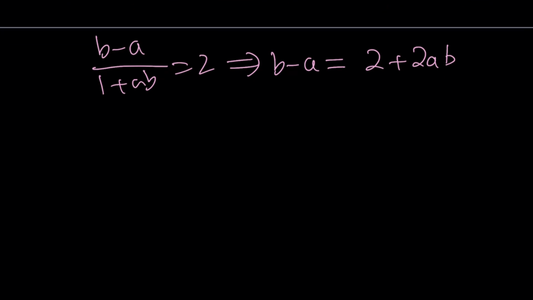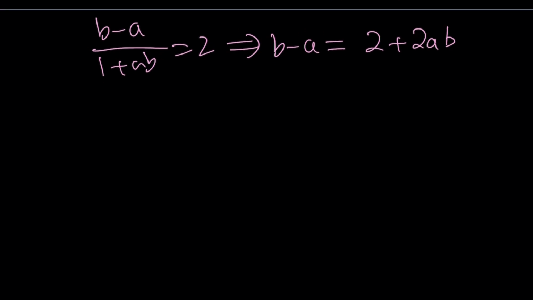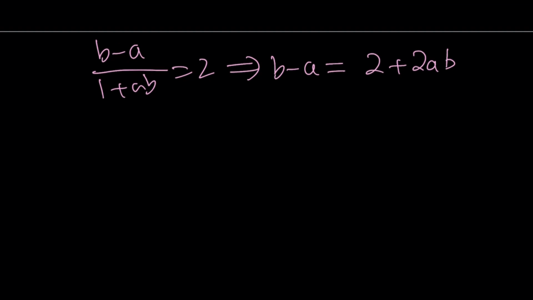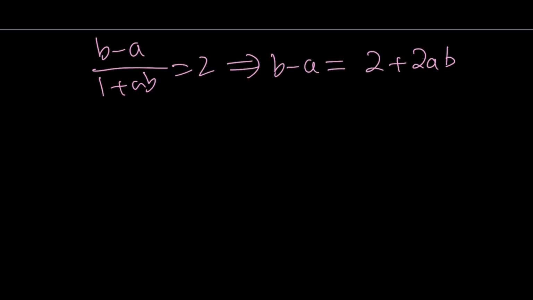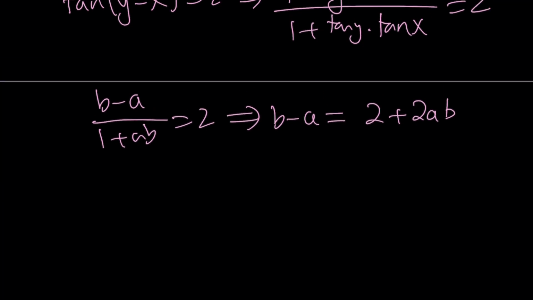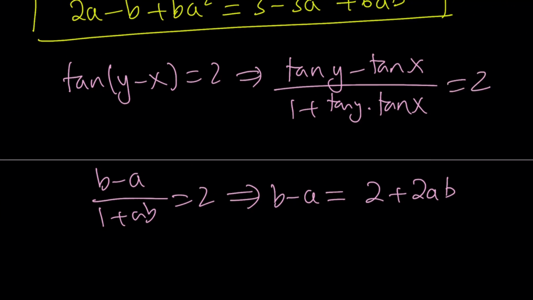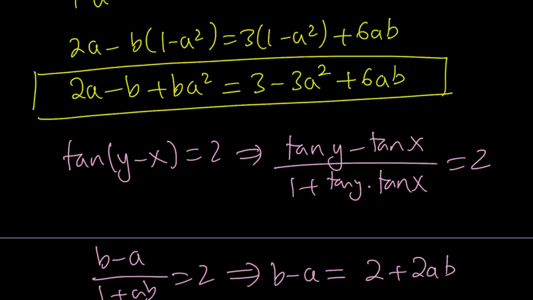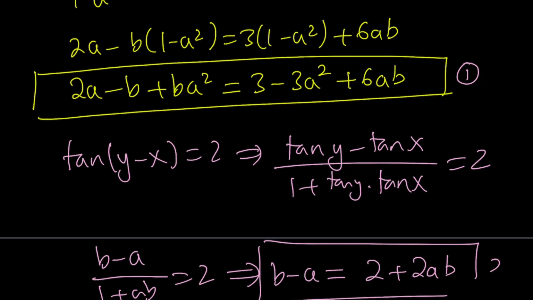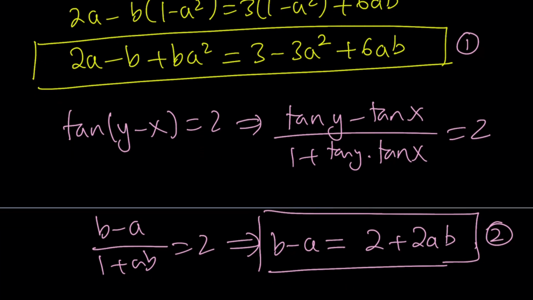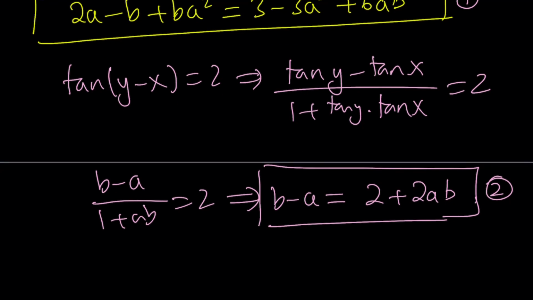So what am I going to do here? I got an equation, but it can't be simplified. But here's one thing I can do. I have this equation, let's call that equation number 1. And I have the other equation, let's call that equation number 2. So this is a system of equations in two variables. And one thing I can do from the second equation is solve for a or b and then plug it into the first equation.